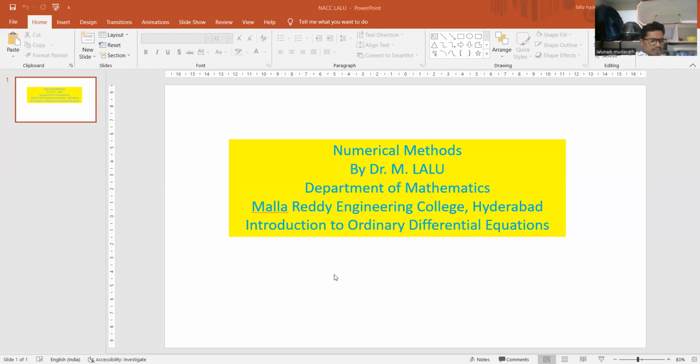Hence, if rho is greater than 0, the population increases exponentially, and if rho is less than 0, the population decreases at an exponential rate.